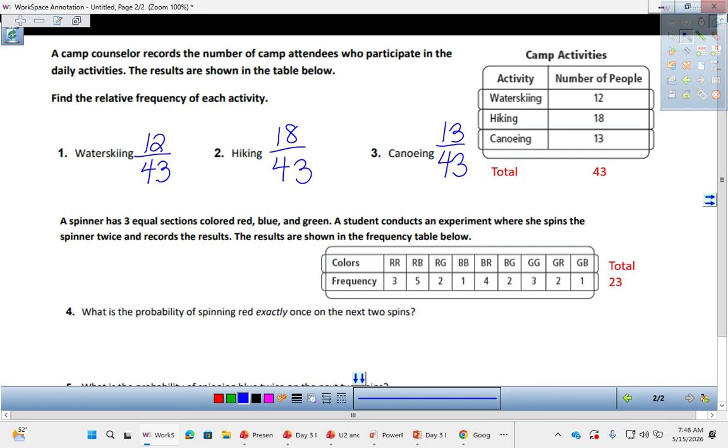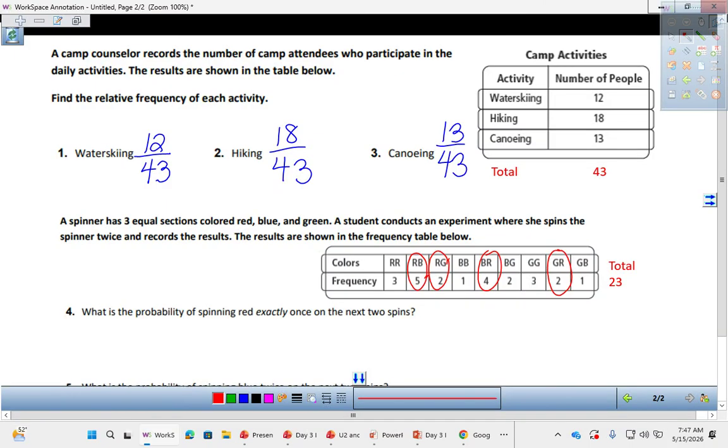So I've got to go through and look for red 1 time. This is 2 times. This one's 1 time because it's 1 red and 1 blue. This one's 1 time, 1 red, 1 green. There's no reds in a double B, that's blue, blue. There's 1 red here. No reds, no reds.